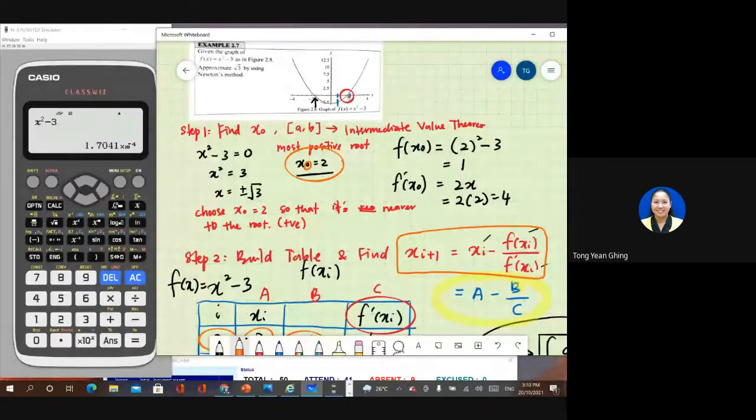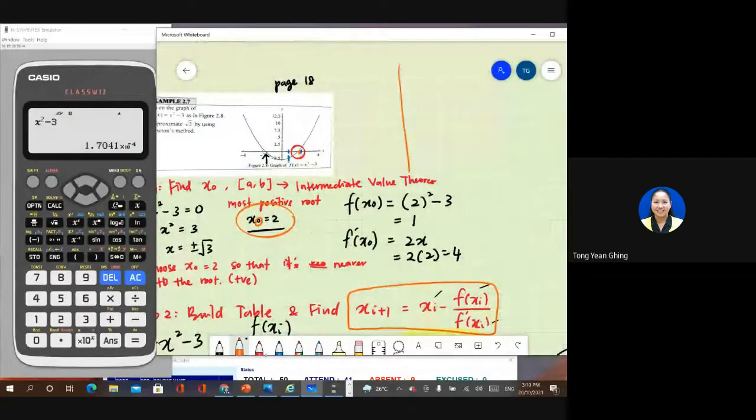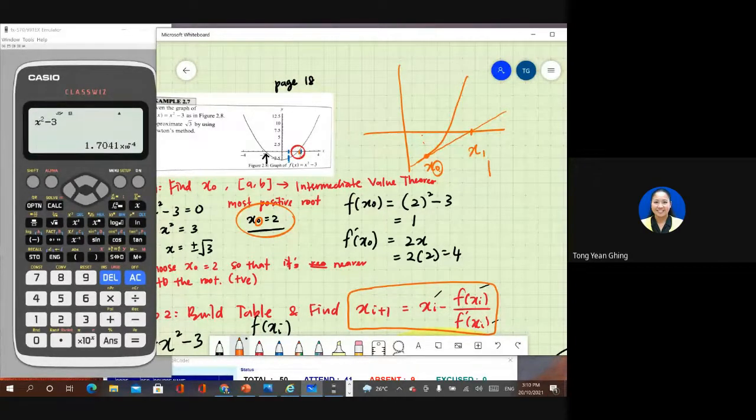If you remember just now, I drew the graph from here. The first one, we haven't drawn the tangent line yet. So this is X naught, where we haven't done any iteration yet. This is 0. Then when I draw the tangent line and find here, X1. This is the first iteration.